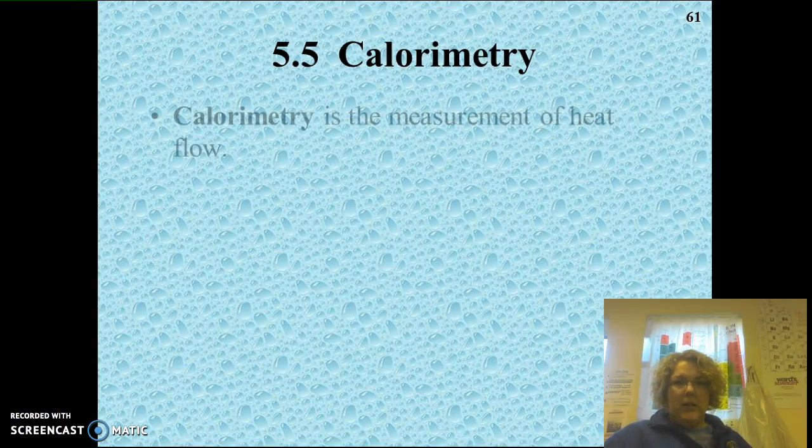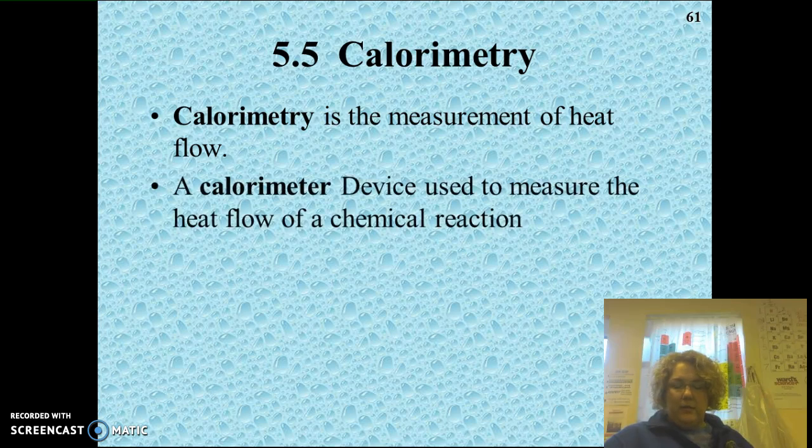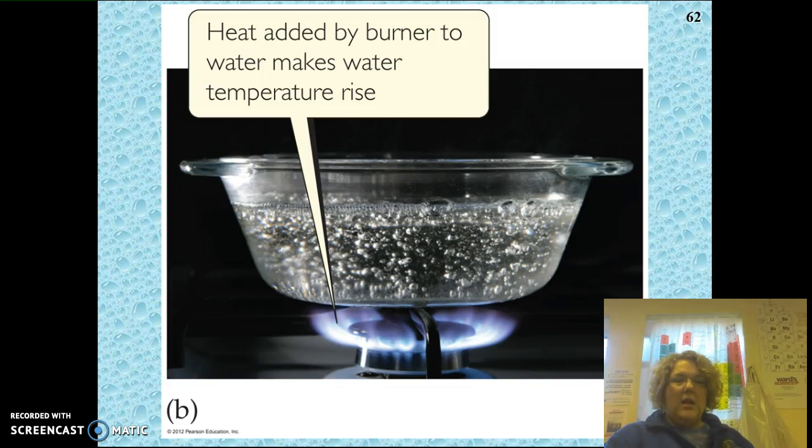For calorimetry. Calorimetry is just the measurement of heat flow, so we're going to do some calorimetry labs, 2 of them actually. And to do that, we're going to use a calorimeter. A calorimeter is just the device used to measure the heat flow of a chemical reaction. Now, calorimetry is dependent on this property of water.